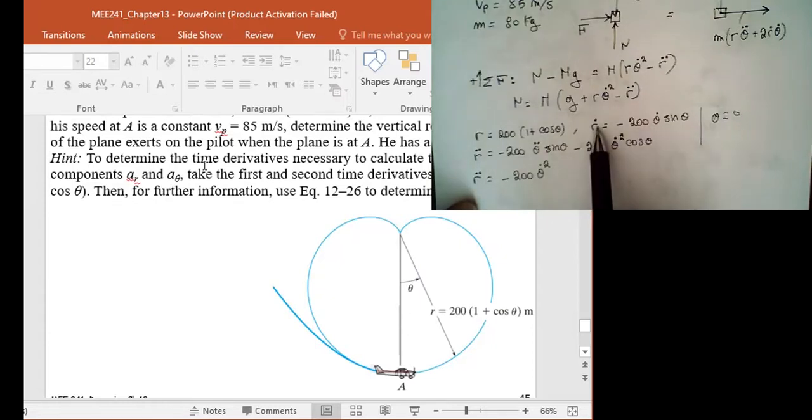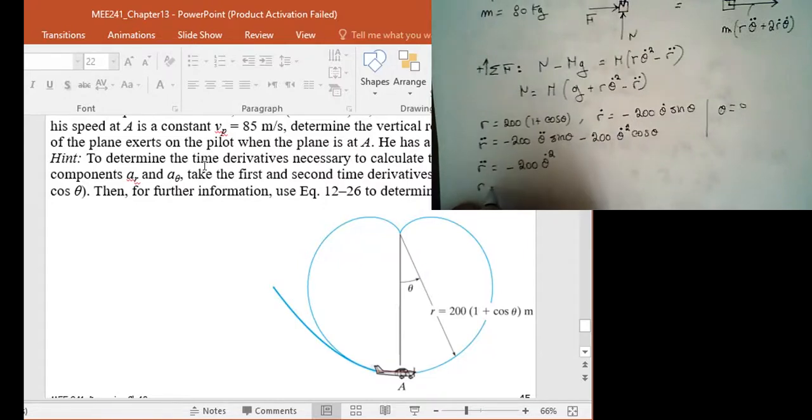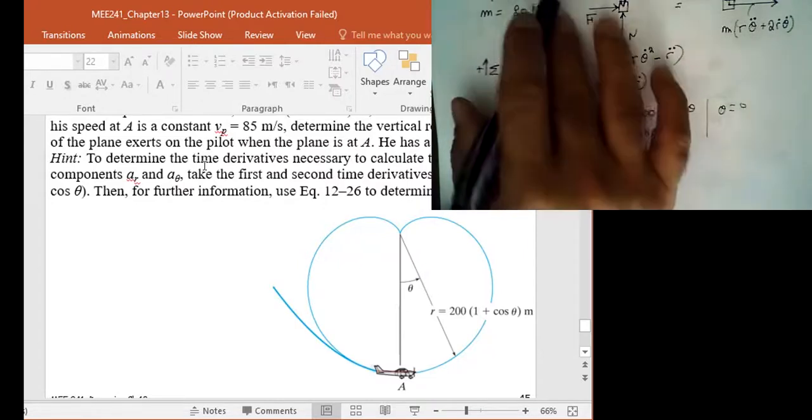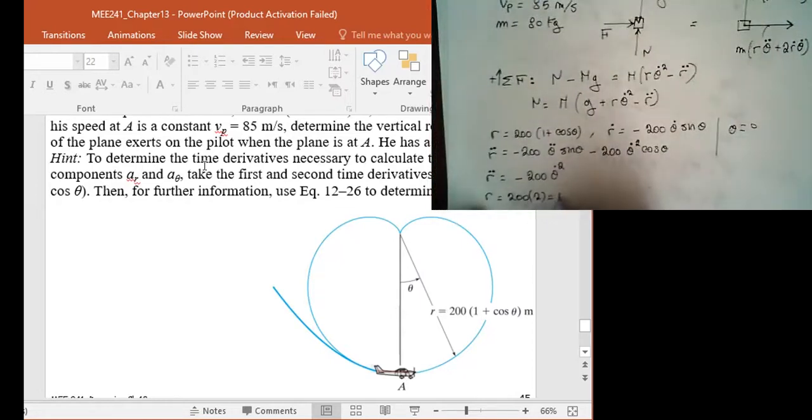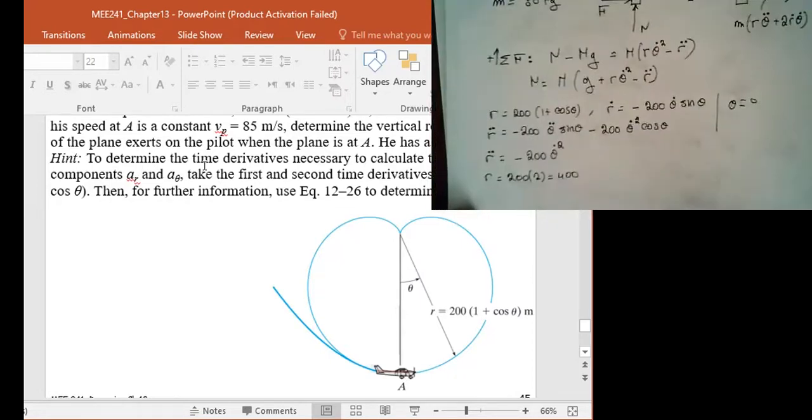And how about r prime? R prime is actually 0. How about r? R is going to be equal to 200 times (1 plus cosine 0), which is 200 times 2, which is equal to 400. Okay, so we're good. The only remaining thing is to find theta prime. If you find theta prime, we're good.